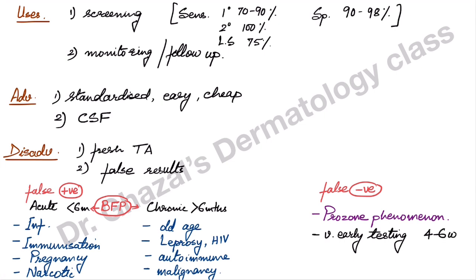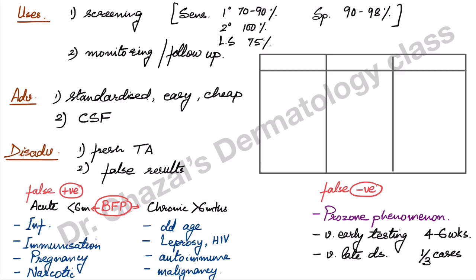Also, as the infection becomes chronic or enters the late stage of syphilis, it may even turn negative in about 1/3 of the cases. Now we will understand what the prozone phenomenon is.